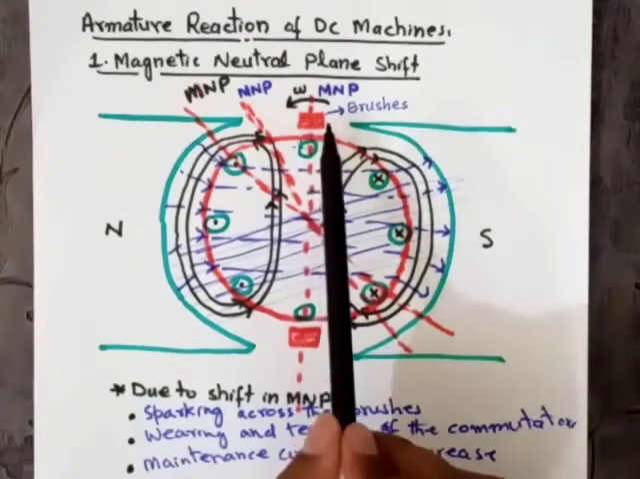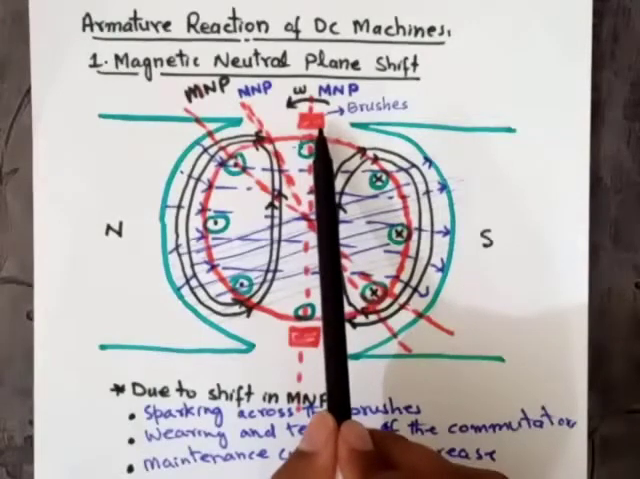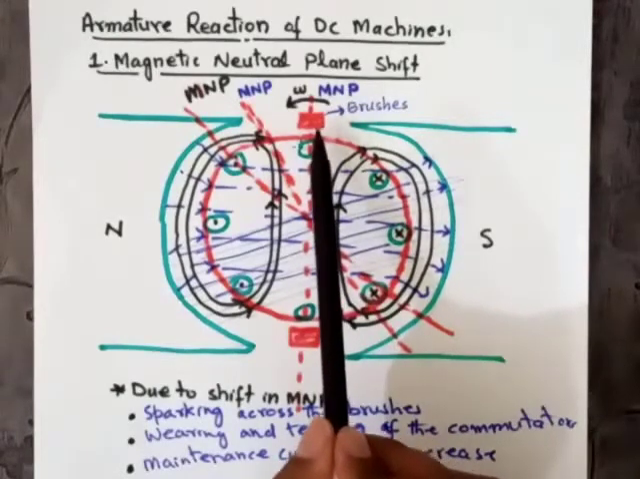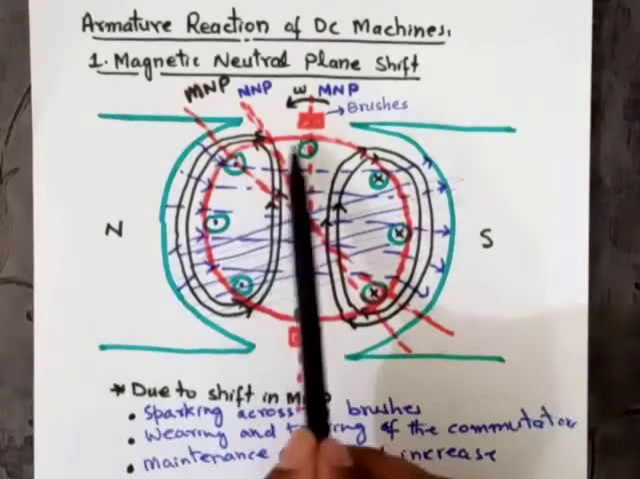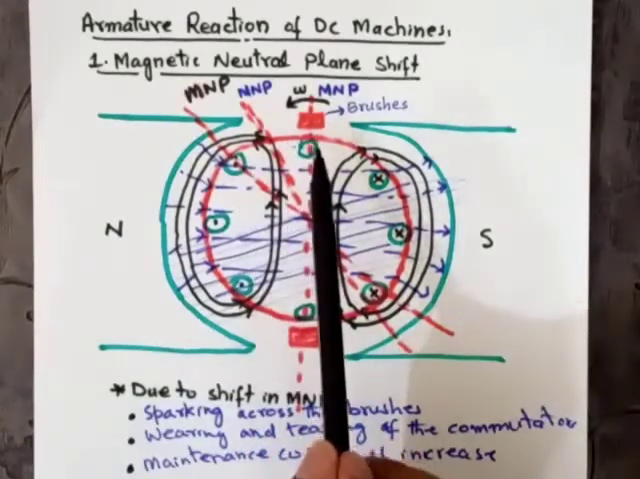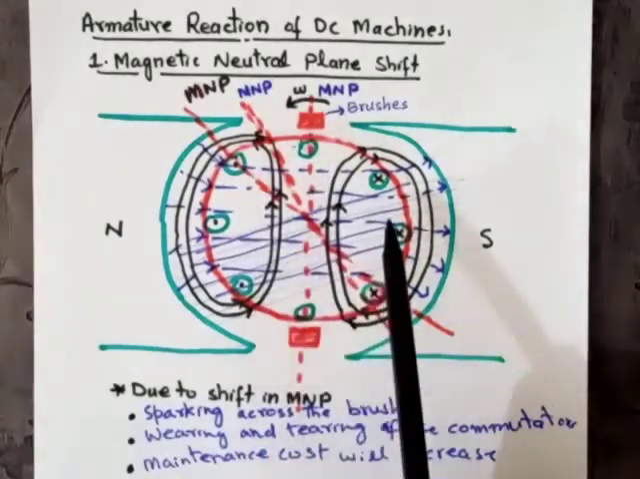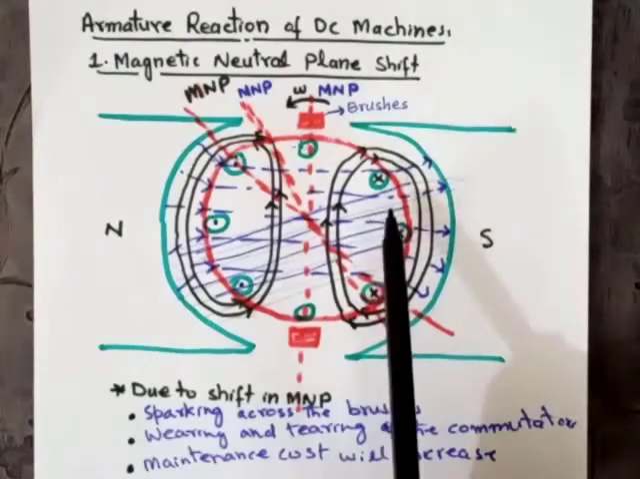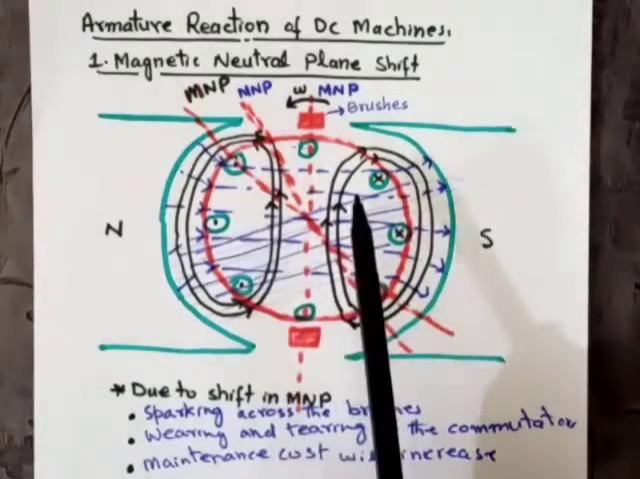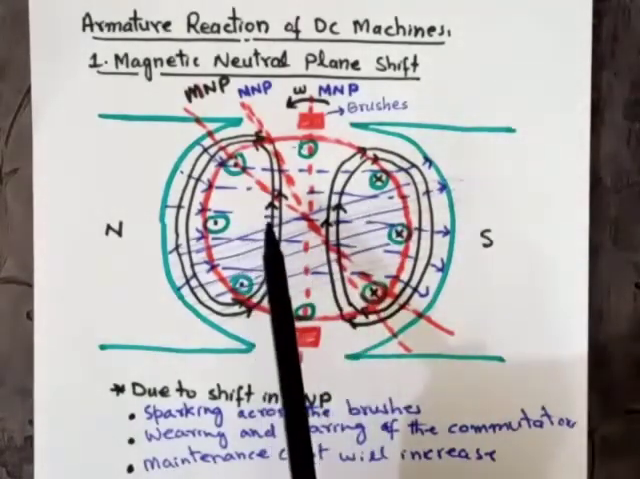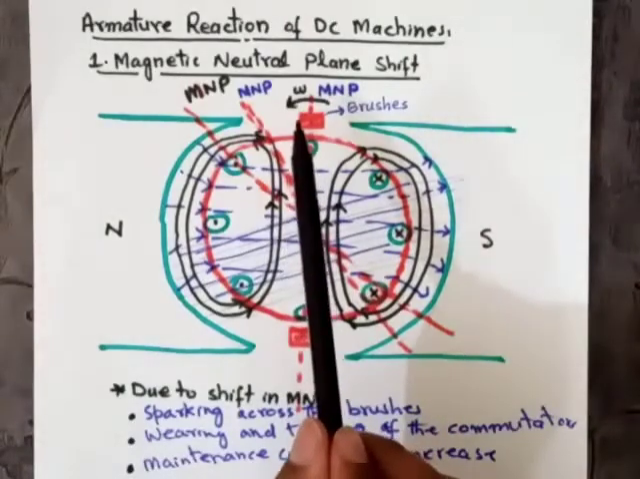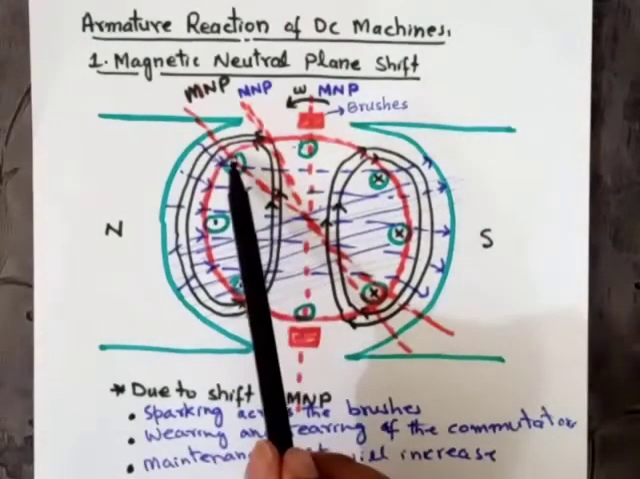But when we load the generator, the magnetic neutral plane actually gets shifted. As you can see in this figure, when we load the generator, the current will flow across the armature winding as well. Due to this current, armature reaction occurs. Due to armature reaction, the magnetic neutral plane is shifted.